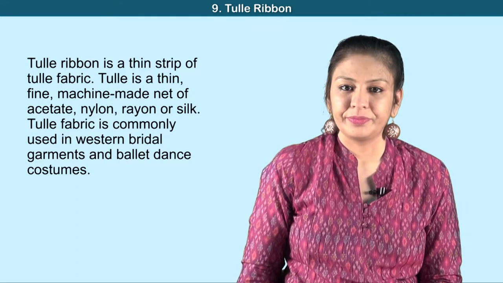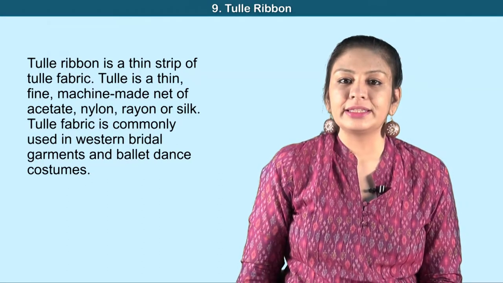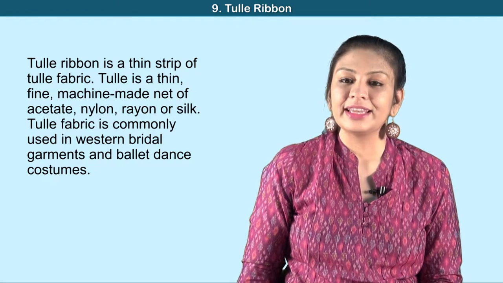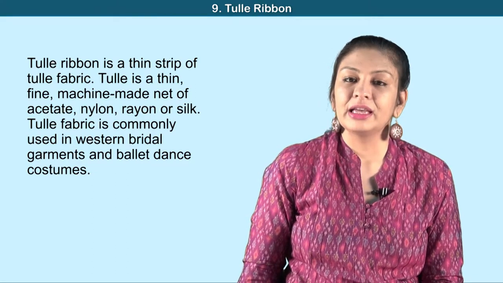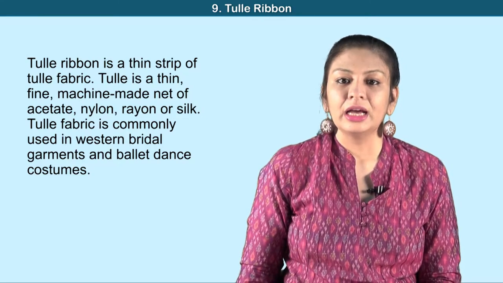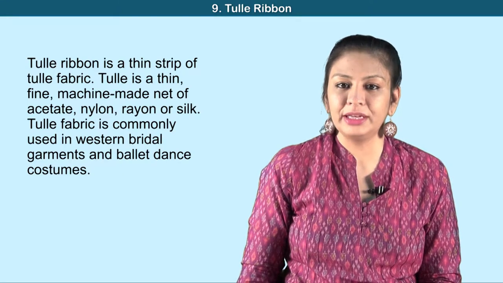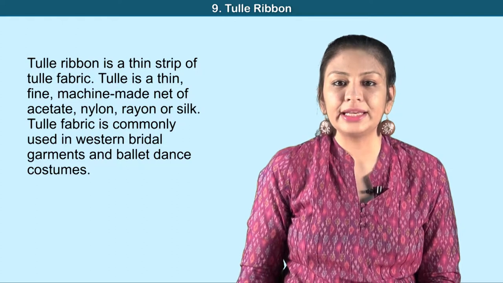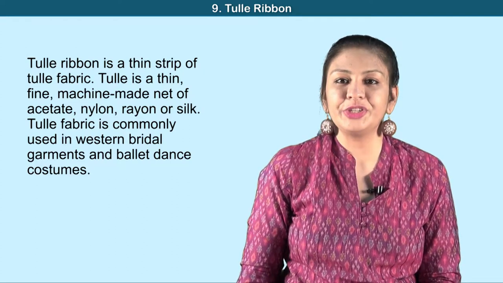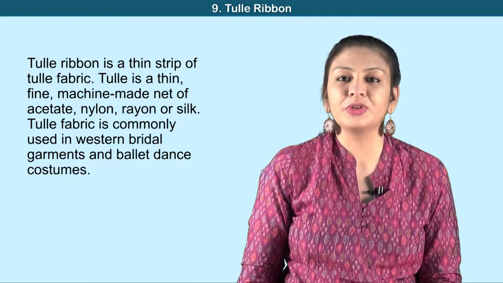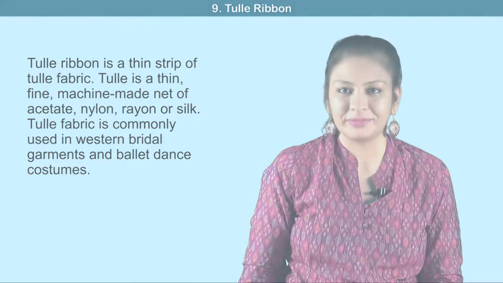Tulle ribbon. Tulle ribbon is a thin strip of tulle fabric. Tulle is a thin, fine, machine-made net of acetate, nylon, rayon or silk. Tulle fabric is commonly used in Western bridal garments and in ballet dance costumes. Tulle lends a very soft and feminine feeling to the product that it's being used on.